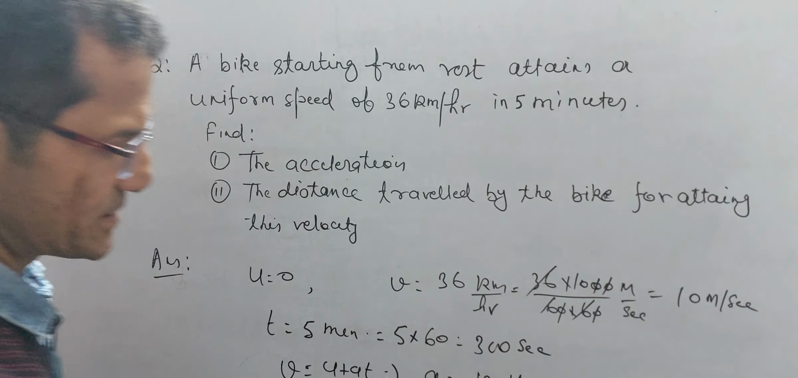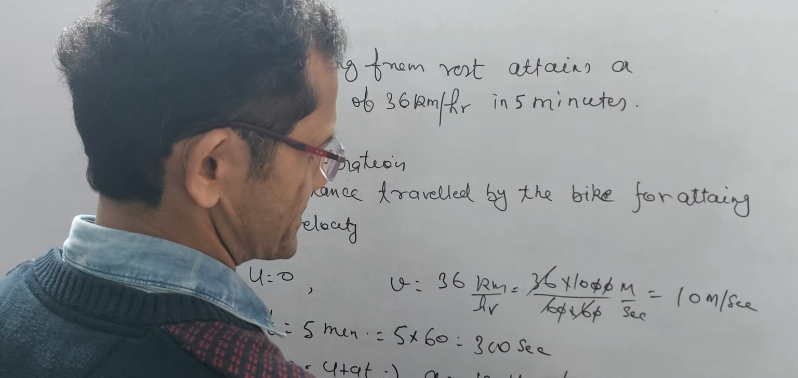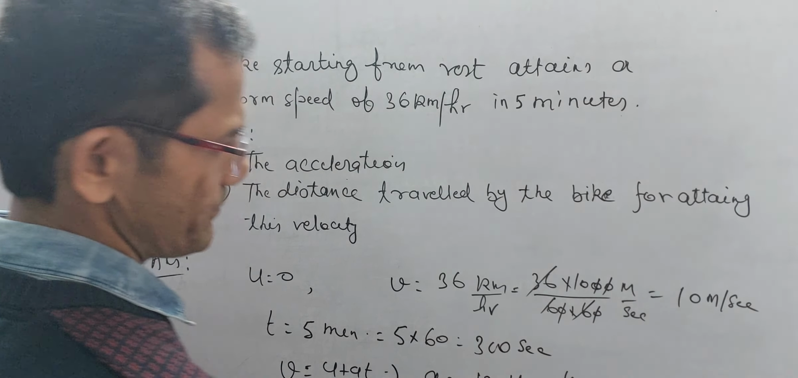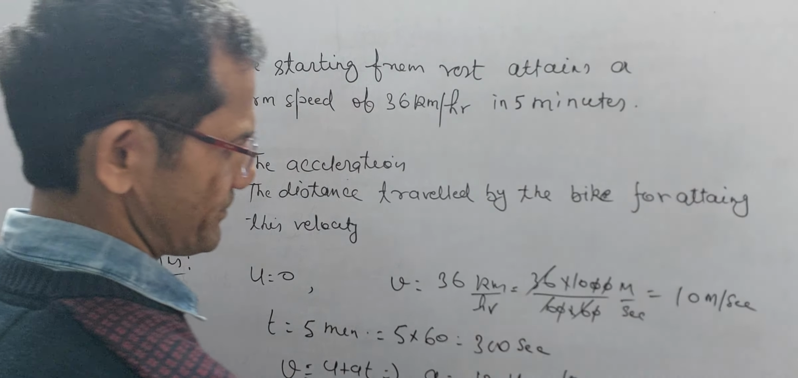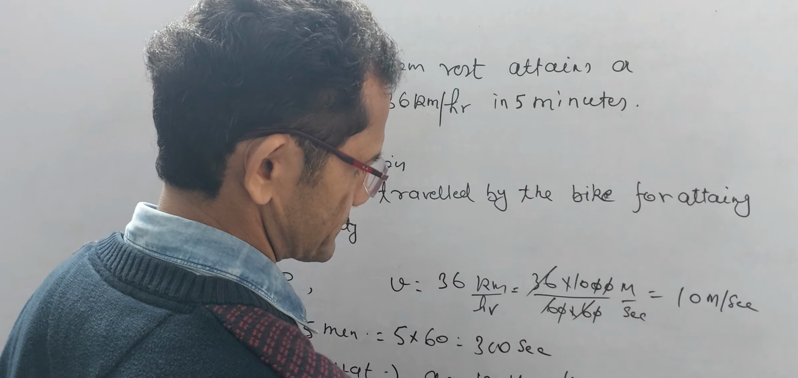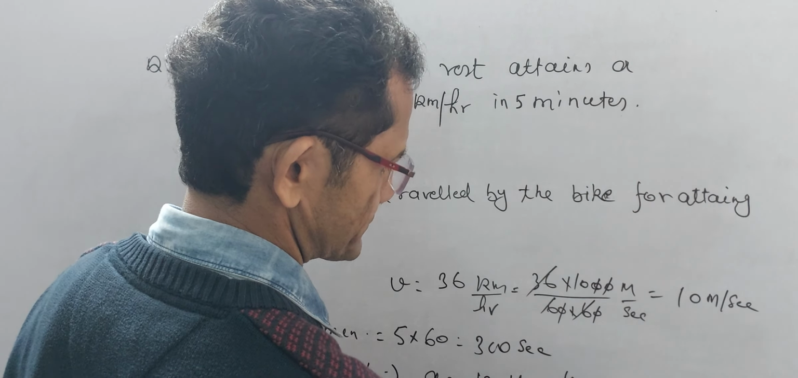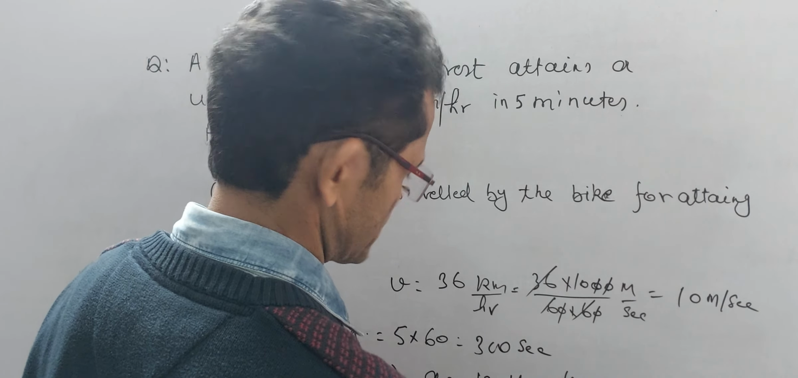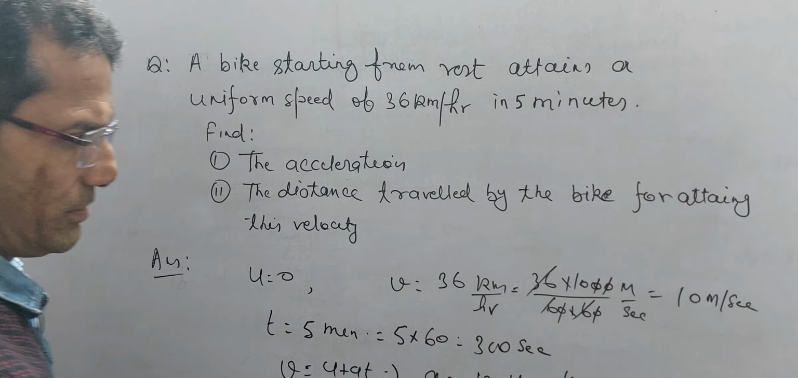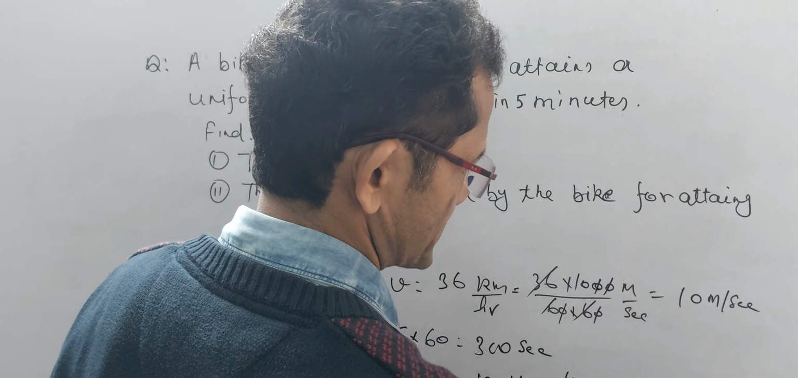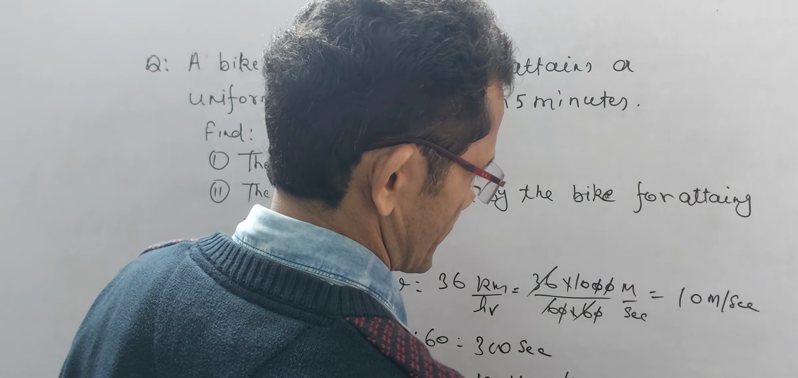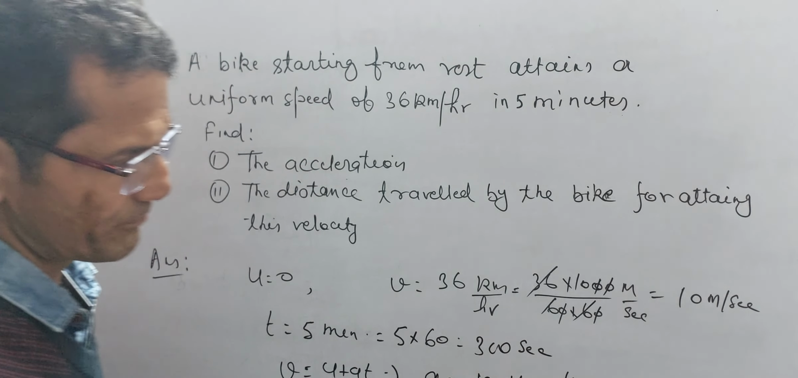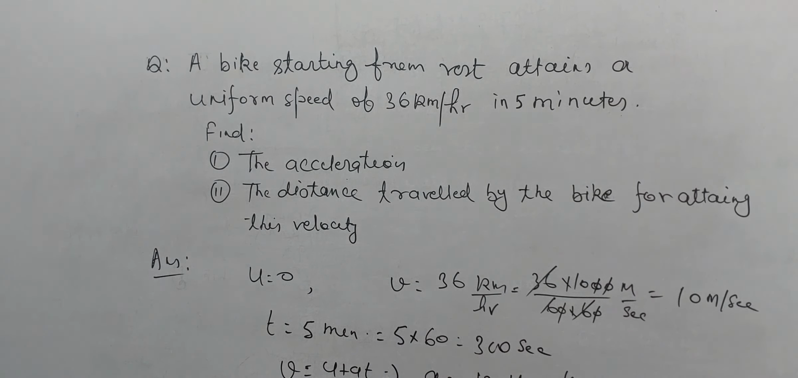So now your acceleration will be final velocity v equal to 10 meter per second, initial velocity equal to 0, and time taken is 300 seconds. Now it comes out 1 by 30 meter per second square. So 1 by 30 meter per second square will be our acceleration.